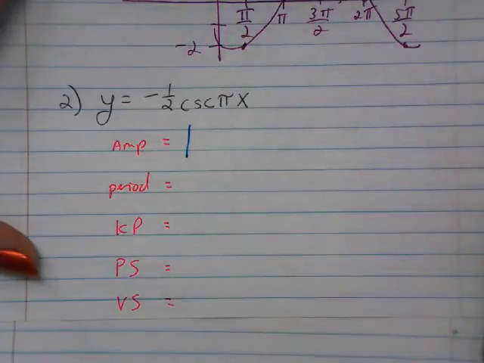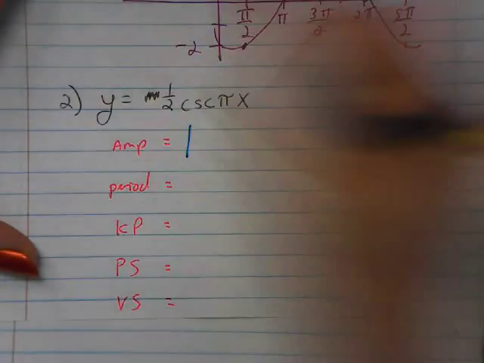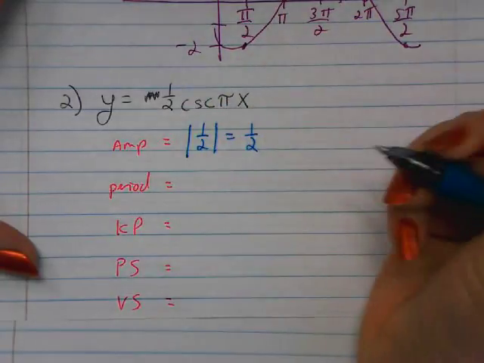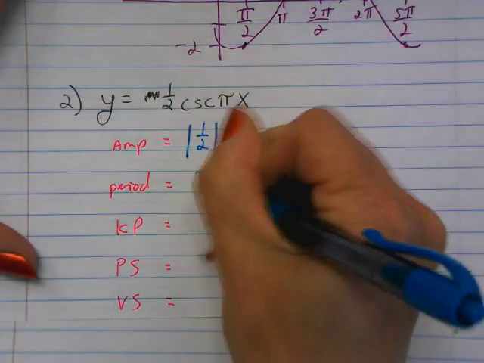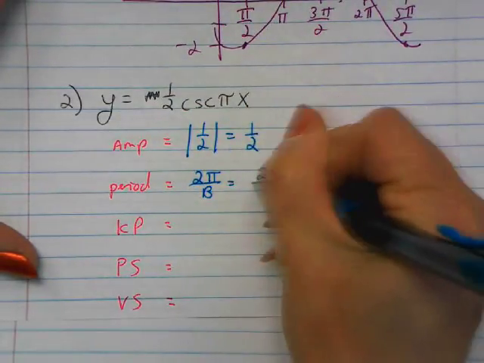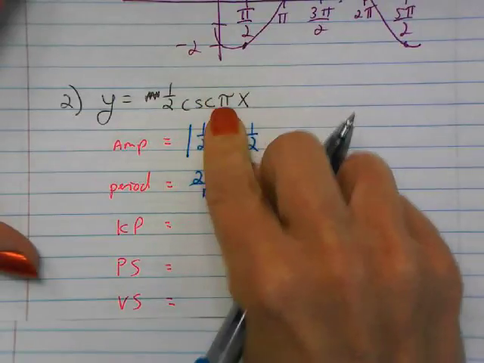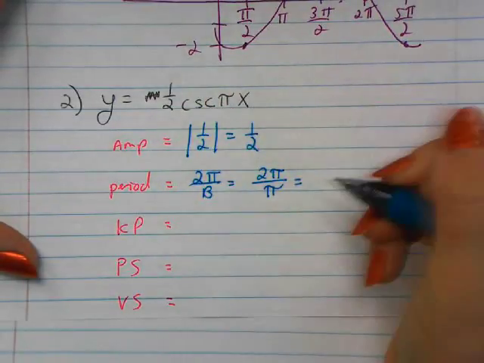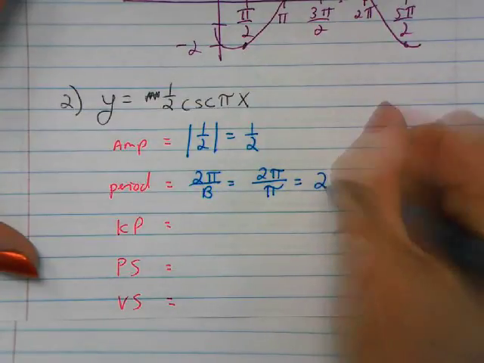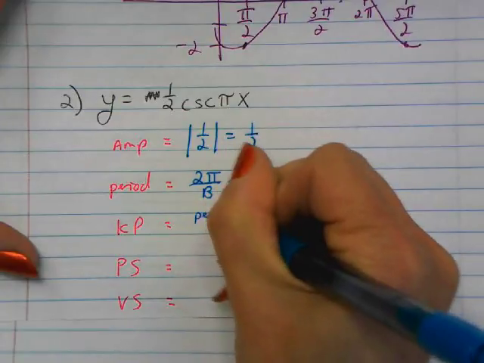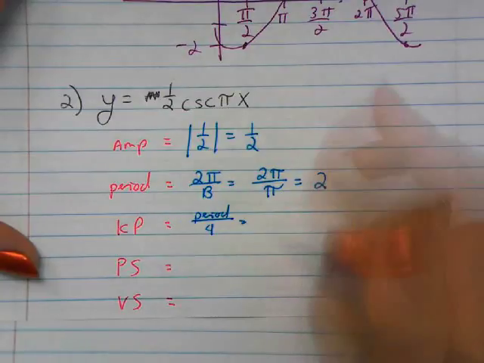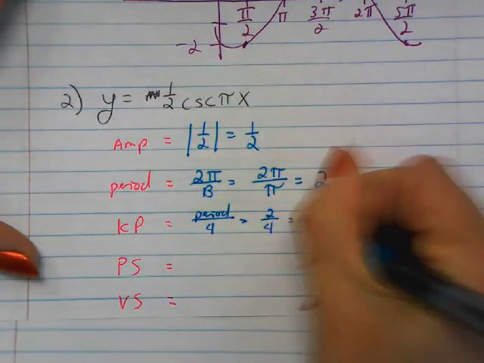And you know what? Just make it 1/2. I don't want to do two negatives. Okay, so the absolute value of 1/2 is 1/2. The period, 2 pi over b. What's b in this case? B is what's behind the function, pi. And you get 2. Your key point is your period divided by 4. So my period was 2. 2 divided by 4 is 1/2.